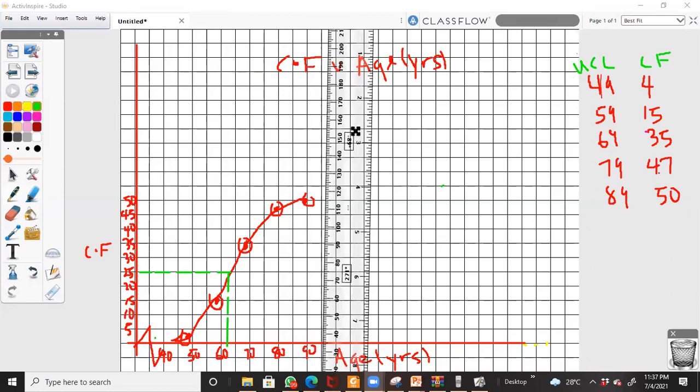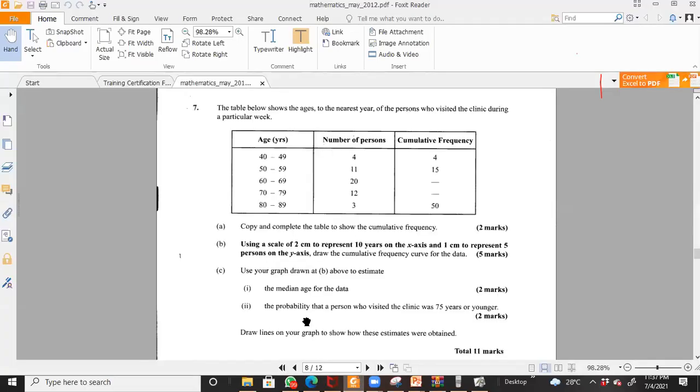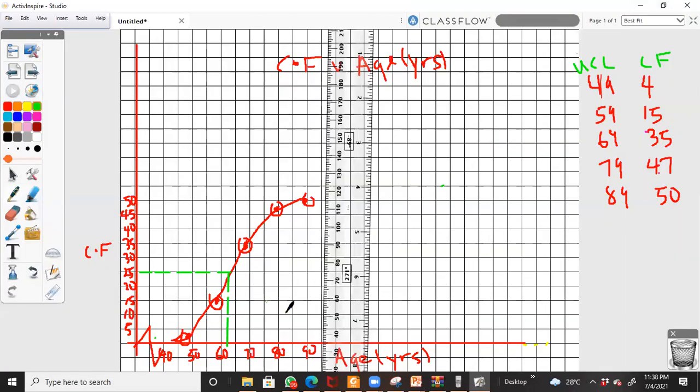All right. What's the next question they ask here? The probability that a person who visited the clinic was 75 years or younger. Draw lines on your graph to show how these estimates were obtained. So we go to 75 here. We should draw a line. We come to 75, right?